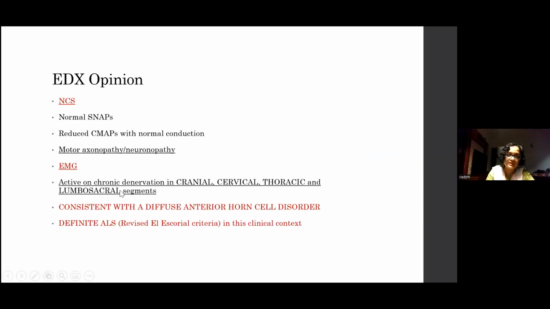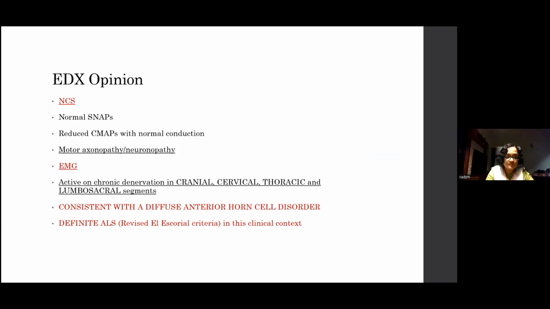So when you go to your opinion, nerve conduction studies: normal sensory nerve action potentials, reduced CMAPs, that's what we saw. Reduced CMAP amplitudes with normal conduction. So again, we had to call it motor axonopathy or neuronopathy because those were just the limbs. But when we did the EMG, we saw active and chronic denervation in multiple levels. Fasciculation potentials count as active denervation according to the Awaji criteria. We'll go to that in a second.